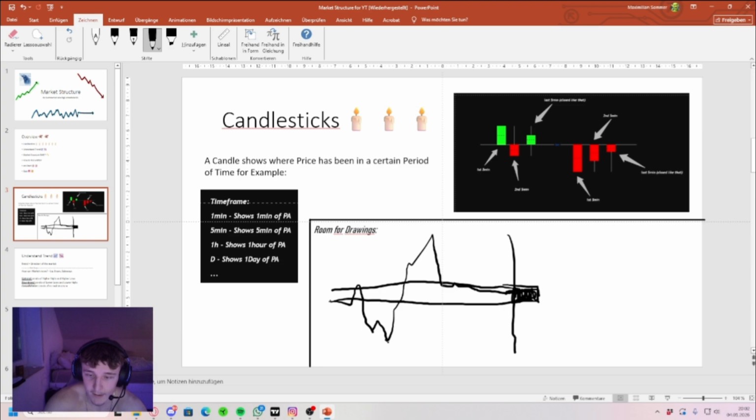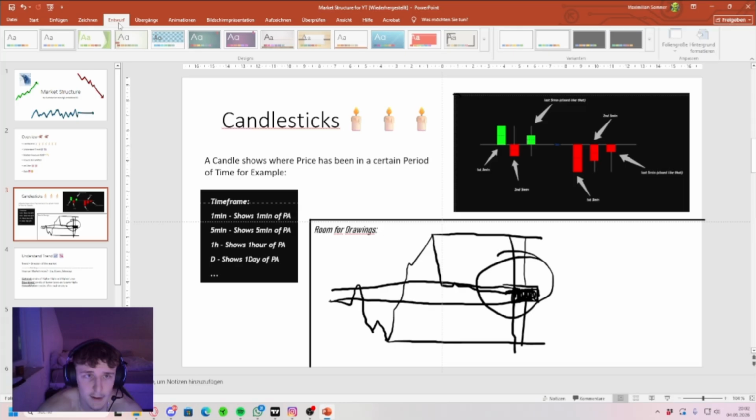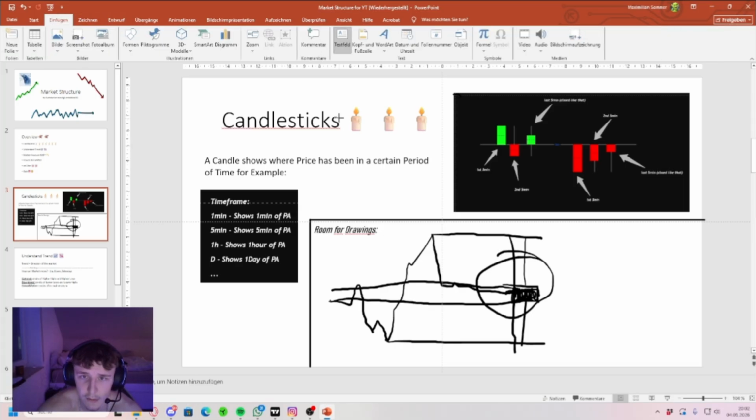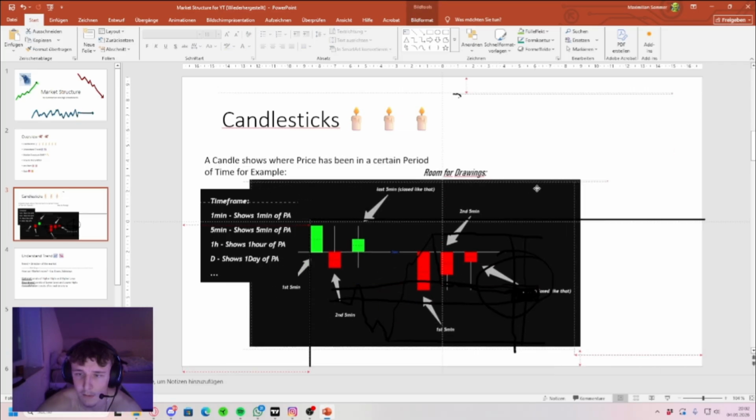The lowest point we got is right here, so this would be the wick. The highest point we got is right here, so this would be the wick. So this would be the candle, the 1 minute candle. So basically I drew it out here. Can I drag that a little bit bigger in order to see it? Alright, perfect.